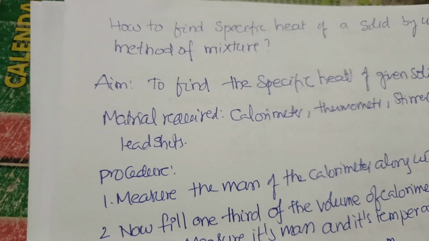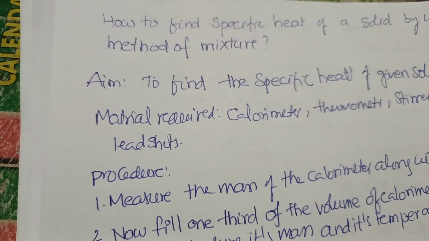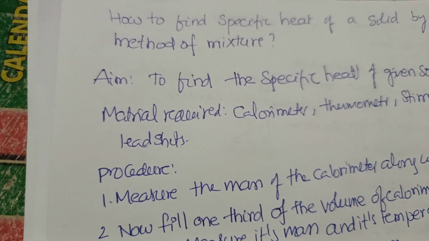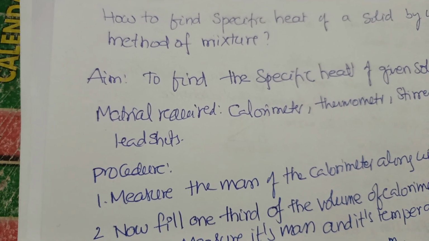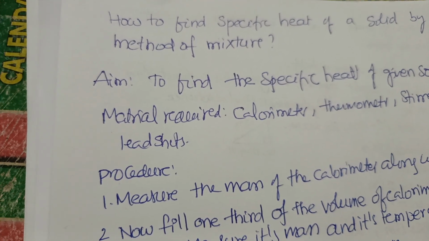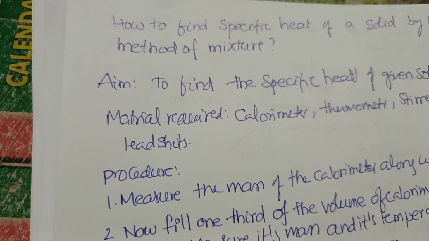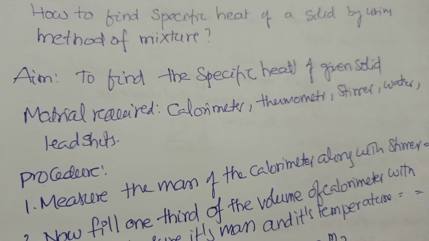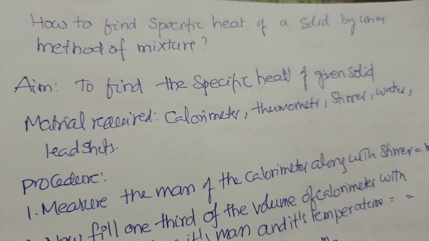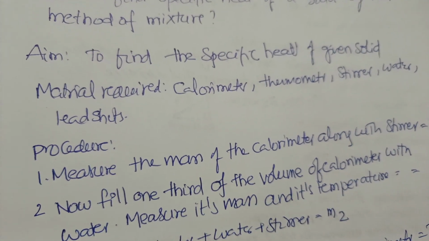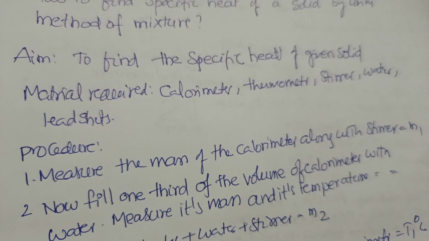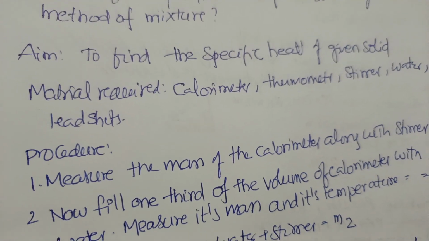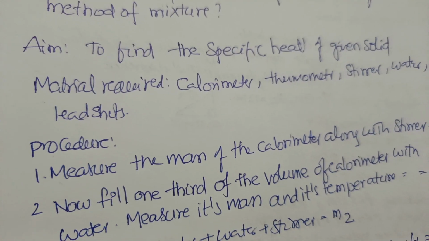As this is an activity, or rather a lab activity, it contains the steps: aim, material required, procedure, and the conclusion. Let us come to the aim: to find the specific heat of a given solid. The material required is calorimeter, thermometer, stirrer, water, and lead shots.